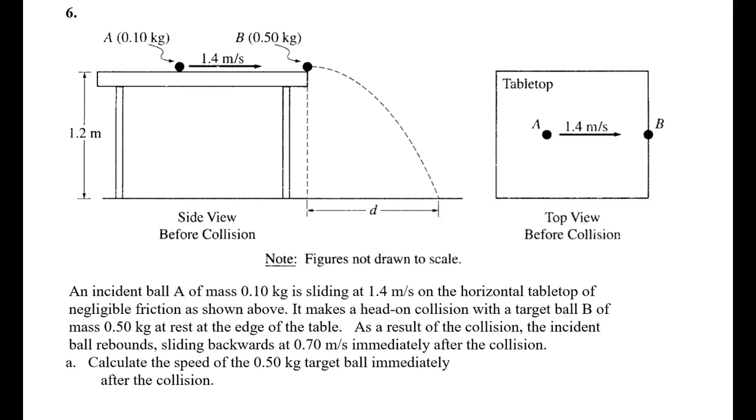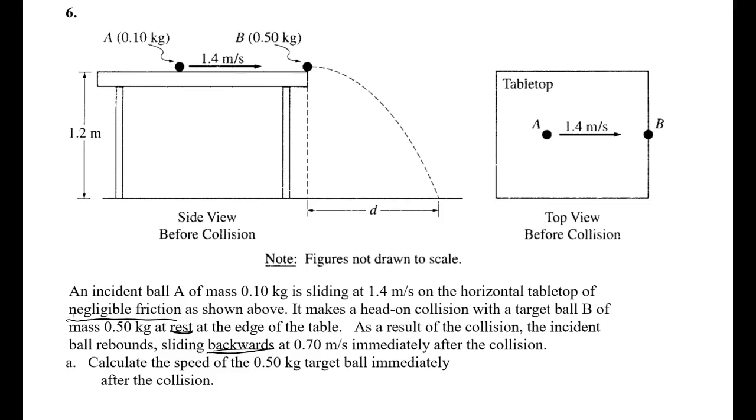It says an incident ball A of mass 0.1 kilograms is sliding at 1.4 meters per second on a horizontal tabletop of negligible friction. So that's going to be good, negligible friction, as shown above. It makes a head-on collision with a target ball B of mass 0.5 kilograms at rest at the edge of the table. As a result of the collision, the incident ball, so ball A, rebounds sliding backwards. So now it's moving the opposite direction at 0.7 meters per second immediately after the collision. It says, part A, calculate the speed of the 0.5 kilogram target ball immediately after the collision.